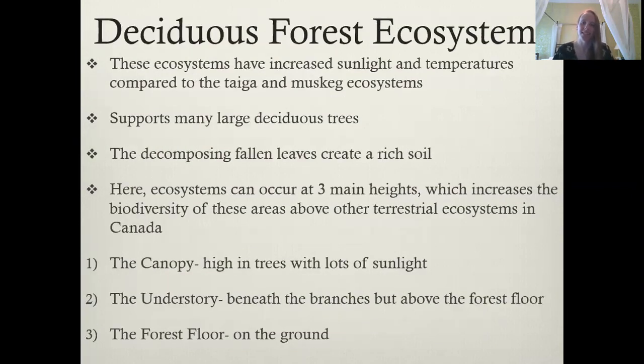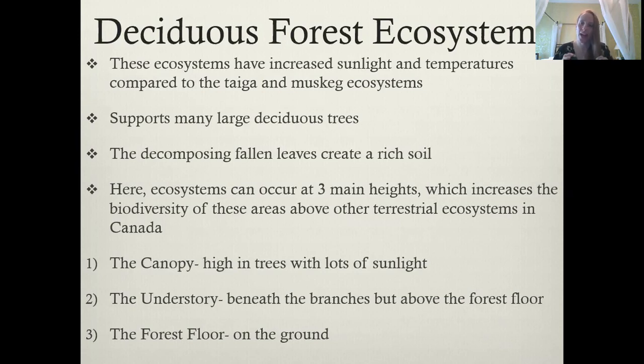Then we get to the deciduous forest ecosystems. These ecosystems have more sunlight. They have higher temperatures compared to the taiga and the muskeg ecosystem, so more insulation and higher temperatures. There's also more rain here than the taiga, and definitely more rain than the grassland, which means that we have a lot of large deciduous trees, and all of the leaves that fall off of those trees creates a really rich, healthy soil.